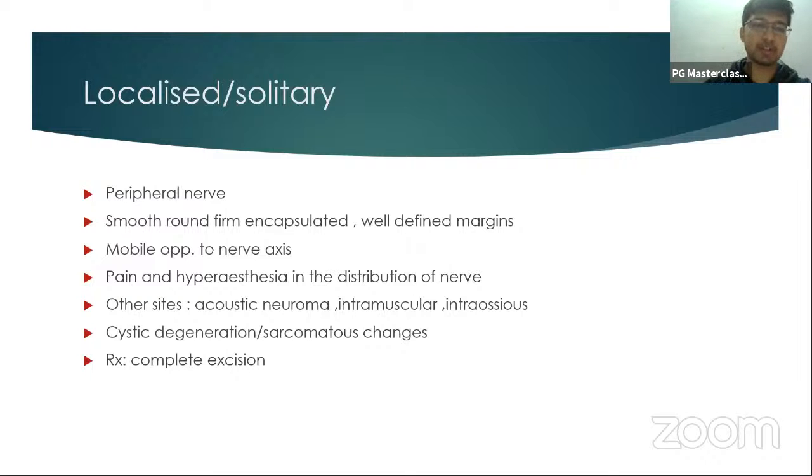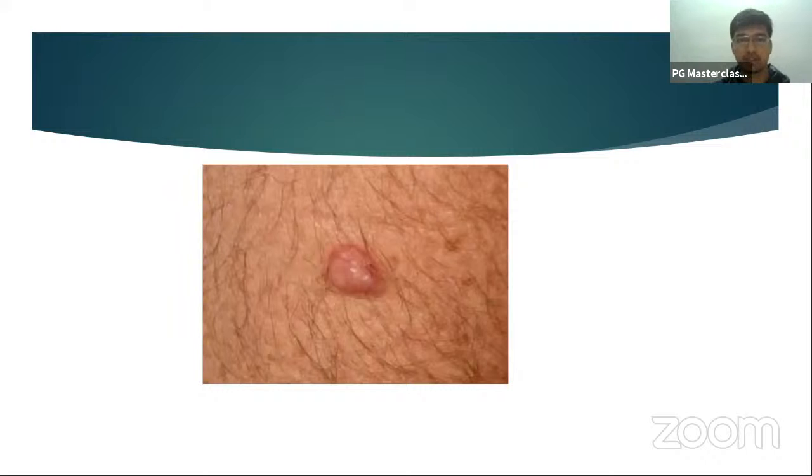They mostly move in the horizontal direction, perpendicular to the direction of the nerve. The pain and hyperesthesia are only present in the distribution of the nerve. This is the neurofibroma.